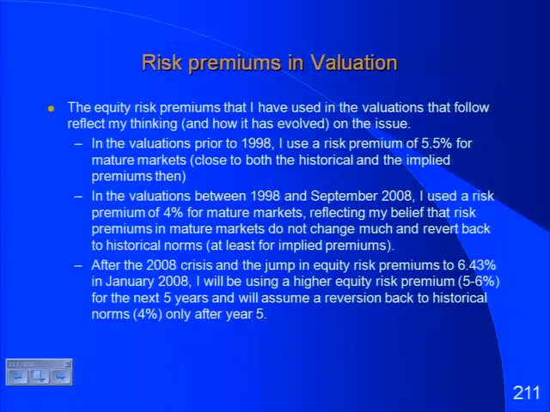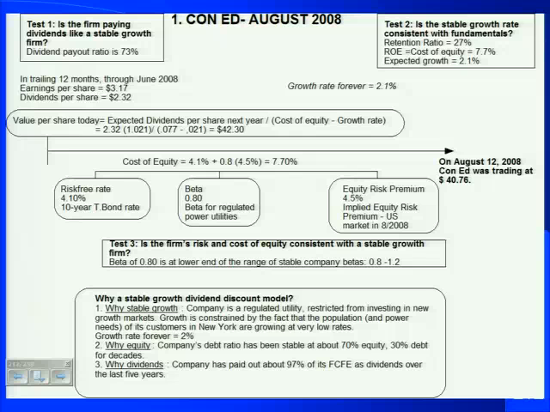But here's the constant you're going to see. I'm going to push the risk premiums up for the short term, but in the long term, I'm going to assume some kind of reversion back to a more normal number, 4%, 4.5%, 5%, because I think leaving it at 7 or 7.5 or 8% is unrealistic. So you're going to see the risk premium shifting depending on when the valuation is set. Okay? So here's the first valuation, Con Ed.